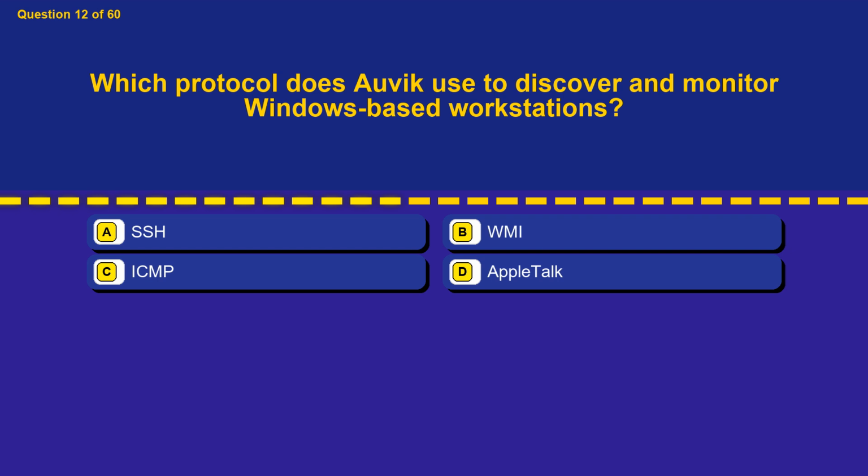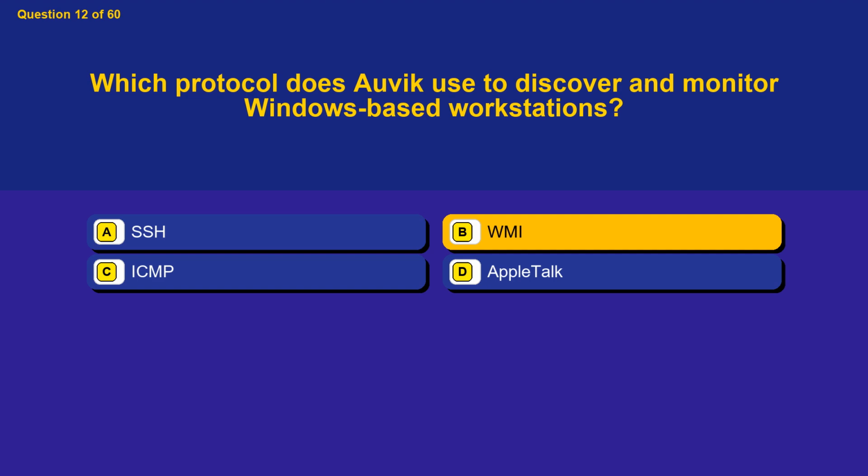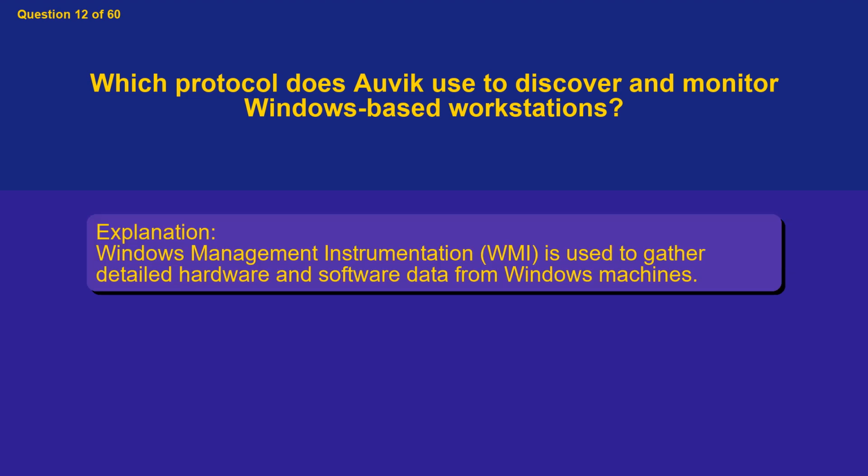Option A. SSH. Option B. WMI. Option C. ICMP. Option D. AppleTalk. The correct answer is option B. WMI. Windows Management Instrumentation, WMI, is used to gather detailed hardware and software data from Windows machines.